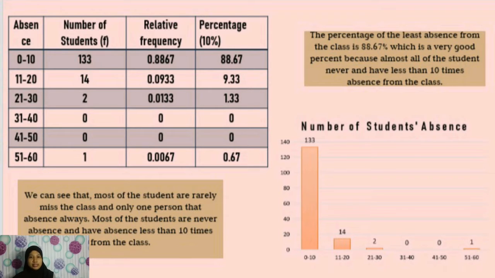The last profile analysis is the total absence of math course students. The percentage of the least absence from the class is 88.67%, which is a very good percentage because almost all the students are never absent or absent fewer than 10 times. From the graph, we can see that most of the students really do not miss the class and only 1% are always absent. Most of the students are never absent or are absent fewer than 10 times from the class.